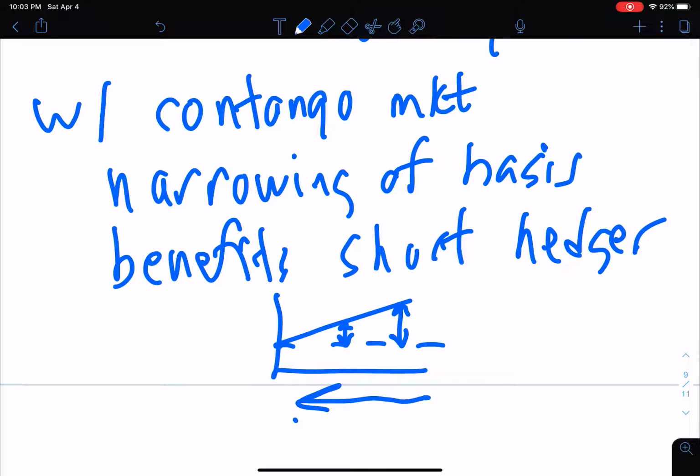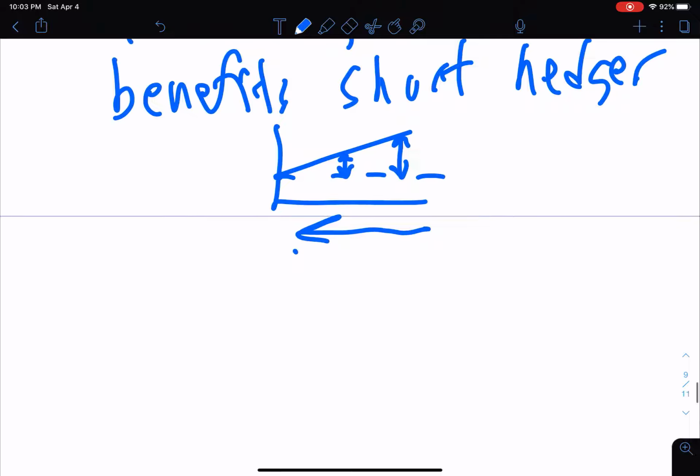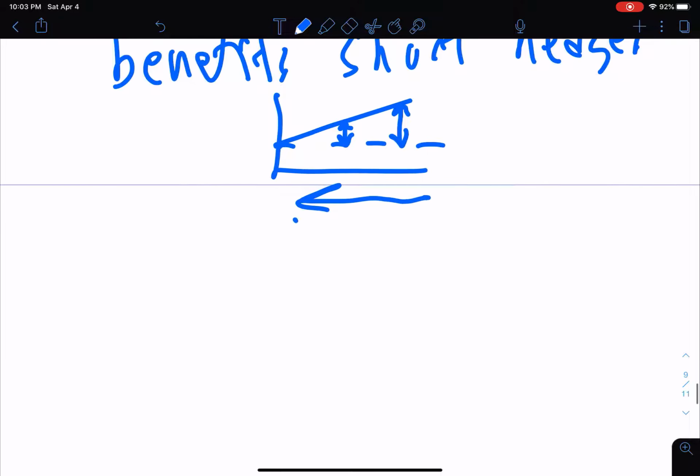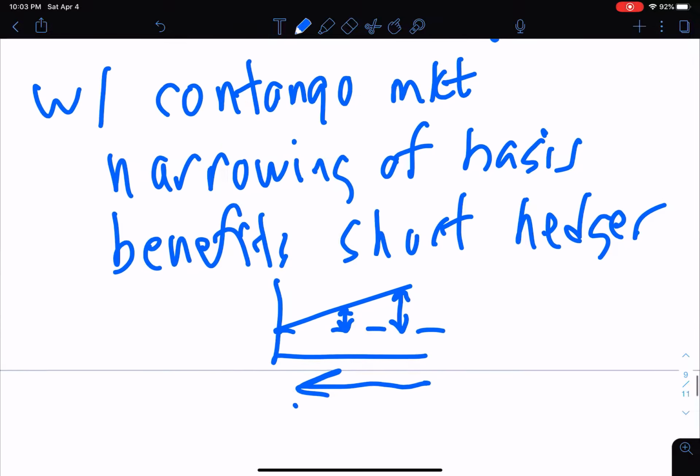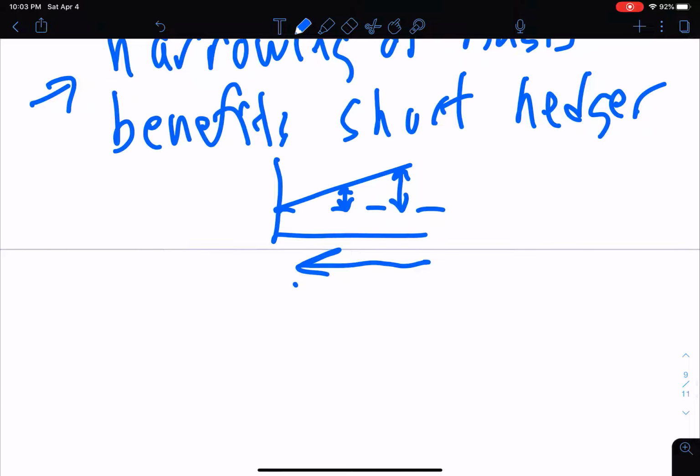Narrowing is a word that really is getting at the concept of absolute value. It's just getting smaller in absolute value. So keep this in mind. With a contango market, a narrowing of the basis benefits the short hedger. If the market were in backwardation, a widening of the basis would benefit the short hedger. But this is probably an important one to keep in mind, and focus on that.